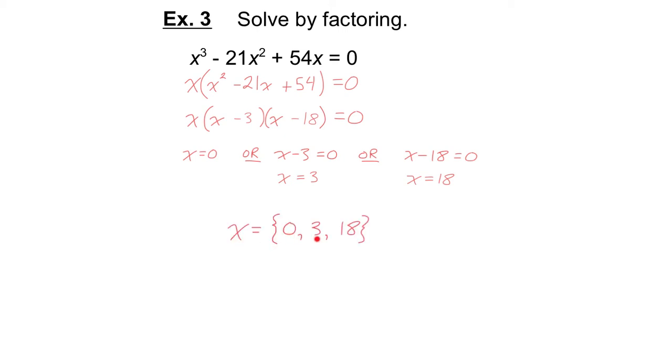X equals 0, 3, or 18. All 3 answers solve this equation. And you know what I like about this? You can know exactly if you got the right answer or not. Take each of these values of x and plug them in for x one at a time and see if you get an answer of 0. If it works out, you know for sure that that's the right answer.